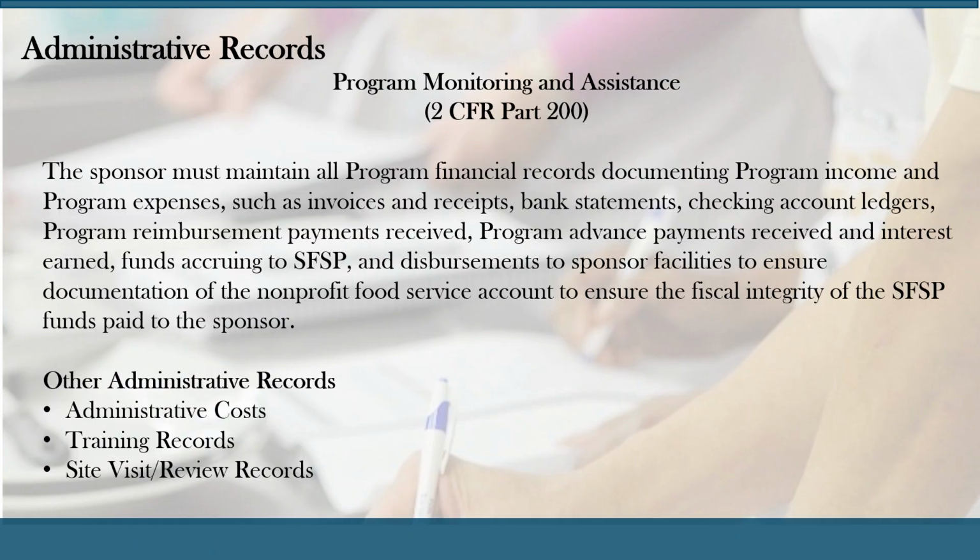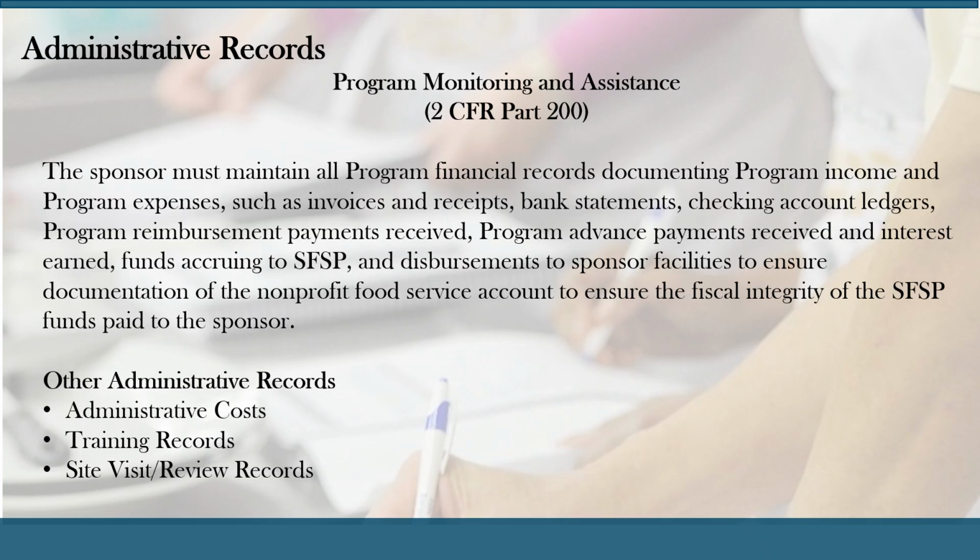Administrative records. The sponsor must maintain all program financial records documenting program income and program expenses, such as invoices and receipts, bank statements, checking account ledgers, program reimbursement payments received, program advance payments received and interest earned, funds accruing to SFSP, and disbursements to sponsor facilities to ensure documentation of the nonprofit food service account to ensure the physical integrity of the SFSP funds paid to the sponsor.